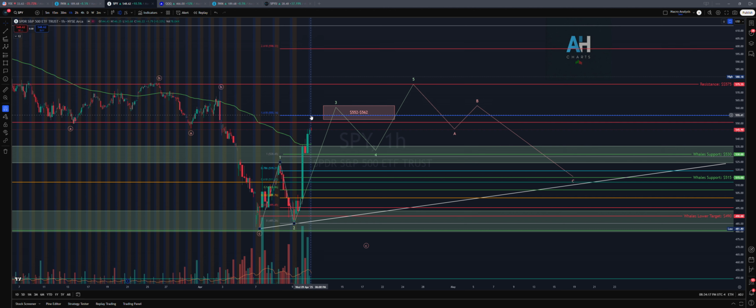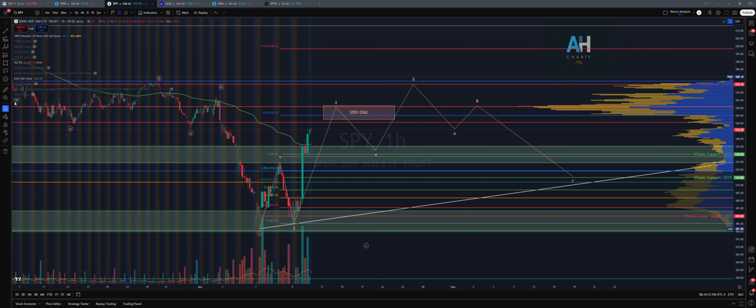So obviously we have CPI coming out, I think tomorrow it is. So you're expecting a little bit of upside towards that 555 to 562 area, which I have here. Where did I have 562? I have it right here. On the volume profile, you have the point of control right at 562.